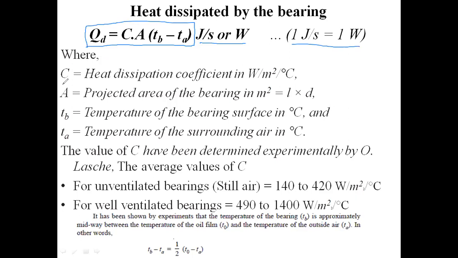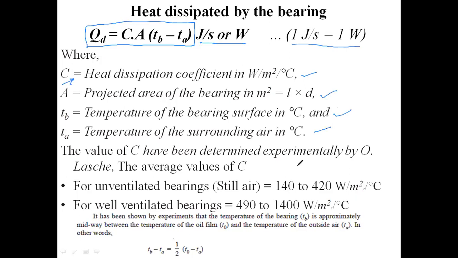Where C is your heat dissipation coefficient in watt per meter square per degree Celsius. A is the area, that is the projected area of the bearing. Tb is the temperature of the bearing surface. Ta is the temperature of the surroundings, the air.